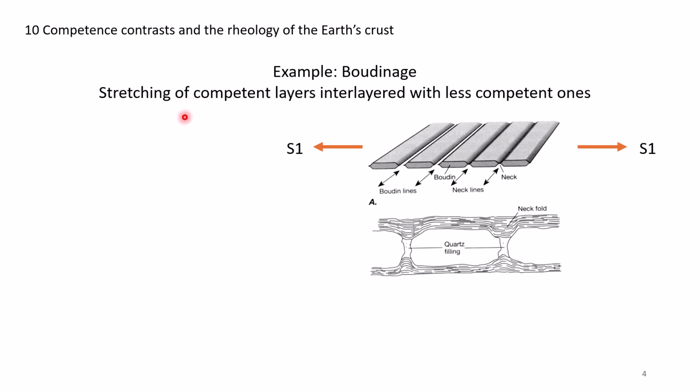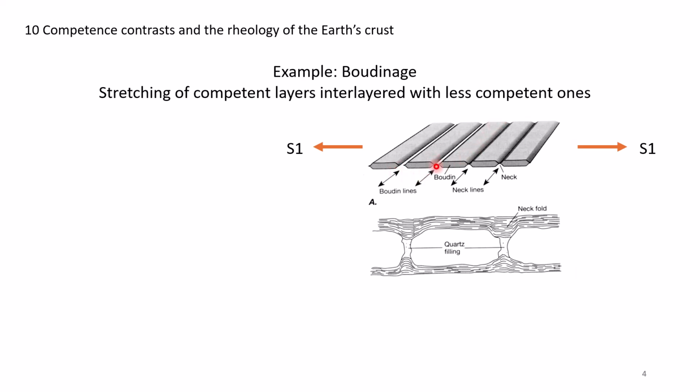Let's assume the situation where competent layers are interlayered with less competent ones. And here in this example, we see only the competent layer. Let's assume on top and underneath this competent layer, there is less competent, softer rock. And here we see the result when this layer undergoes layer parallel lateral stretching. We see here the stretching will break up the competent layer into rod-like bodies that we see here.